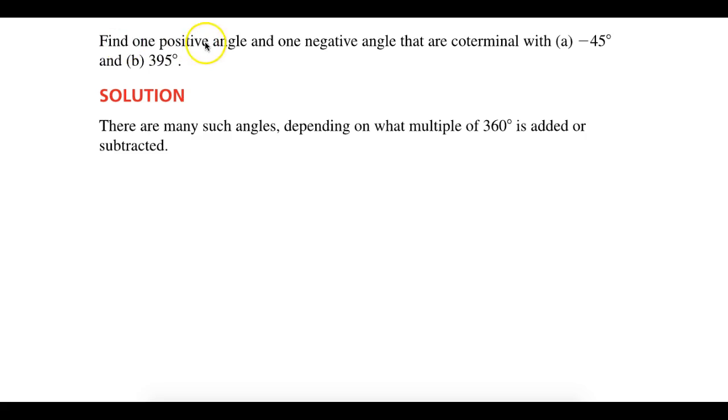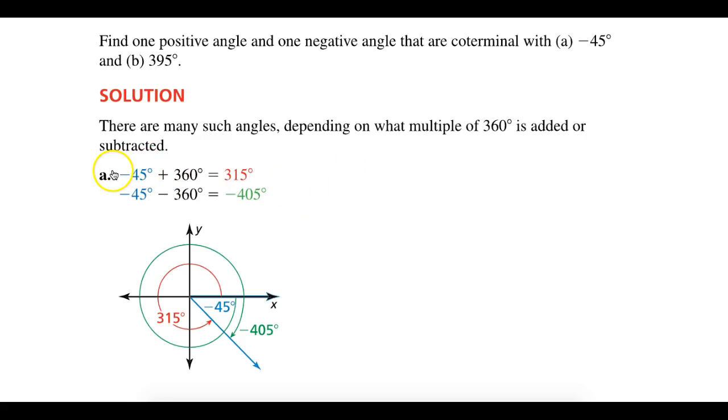For part A, if we want to find one positive angle and one negative angle that's coterminal with negative 45, all we do is, if we want a positive angle, we need to add a multiple of 360 so that we get a positive number. So if we take negative 45 plus 360, that gives us 315. So 315 would be a positive coterminal angle to negative 45. To get a negative coterminal angle, we simply subtract 360. Negative 45 minus 360 is negative 405. So these are coterminal angles.